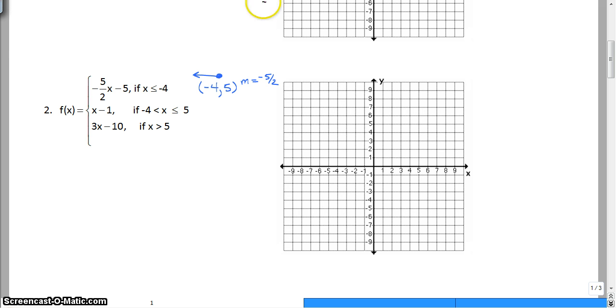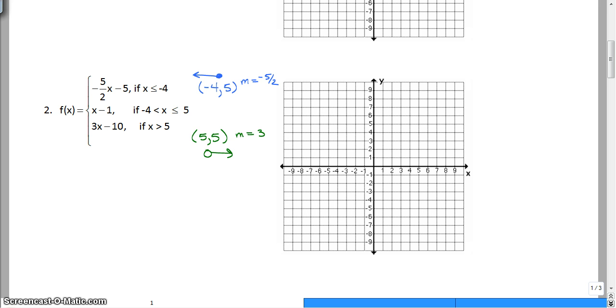Then I'm going to skip and go to the last piece really quick for you. We substitute in our 5. 3 times 5 is 15 minus 10 is 5. That's an open circle going to the right with a slope of 3.